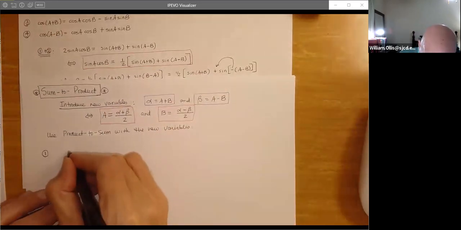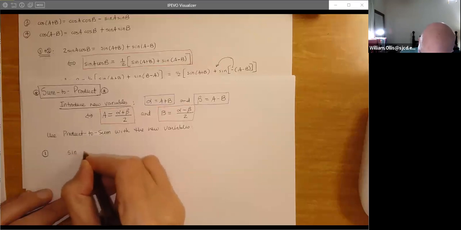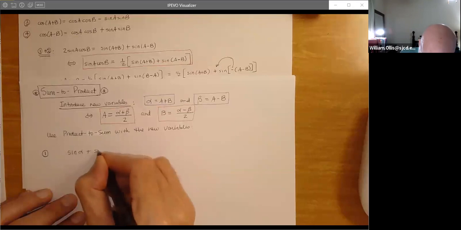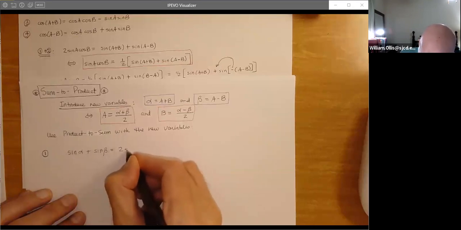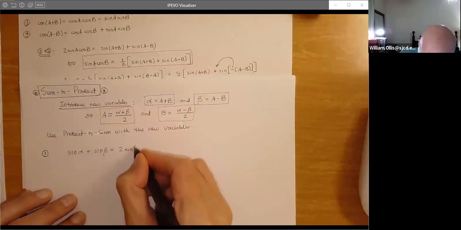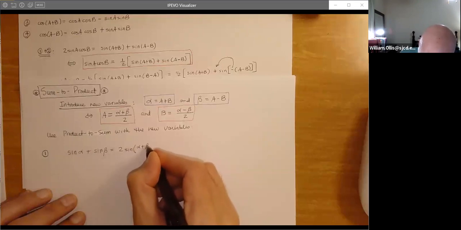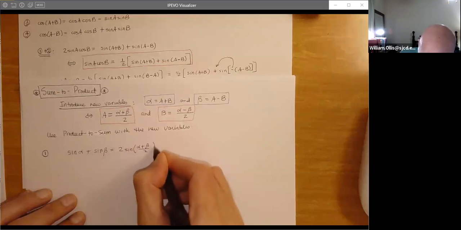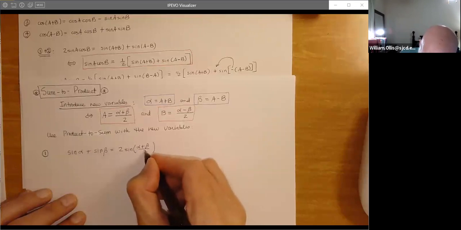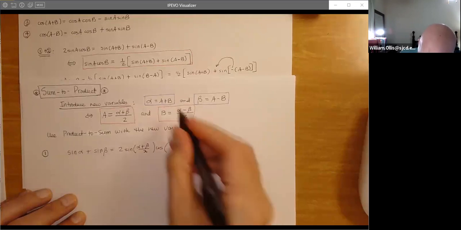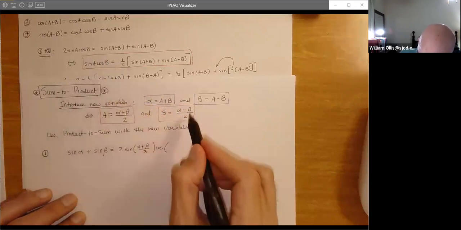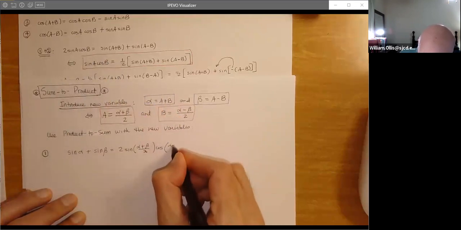So we get sine, this is a freebie, sine alpha plus sine beta will now be 2 sine alpha plus beta over 2. Make sure you see that 2. Cosine, now cosine alpha minus beta over 2.